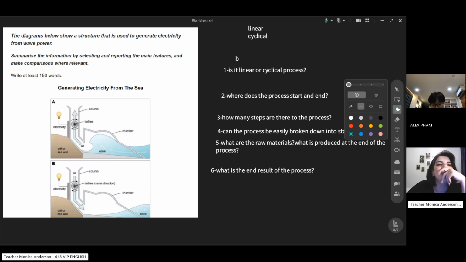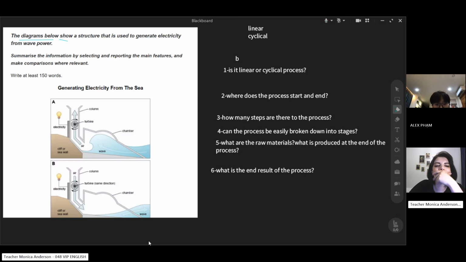First of all, underline keywords in the diagrams below. Show, structure, of course. Generate, yes. Electricity is a keyword, of course, but it's a kind of anchor, so it can't be replaced. Wave power: wave is wave, so power maybe can be replaced. And sea maybe can be used here. So it's okay, we can use it. Okay, let's write.